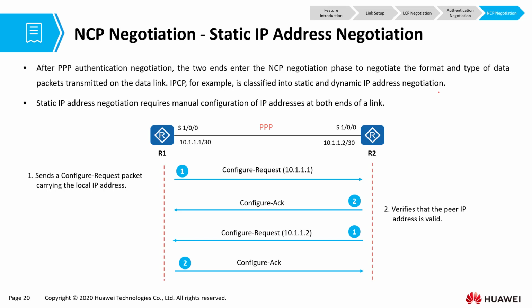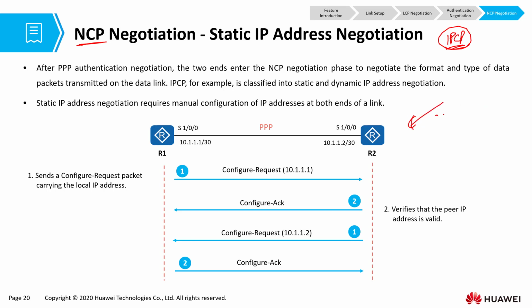Now, network control protocol negotiation for IPCP, IP control protocol negotiation, provides us 2 negotiation modes. But basically, NCP negotiation is used to establish and configure different network layer protocols and to negotiate the format and type of data packets transmitted on the data link. In our example, we are going to use IPCP to discuss because it's one that is commonly used on networks today. So we have the static IP address negotiation, and we also have the dynamic IP address negotiation.